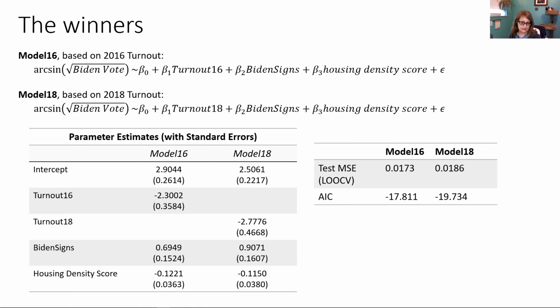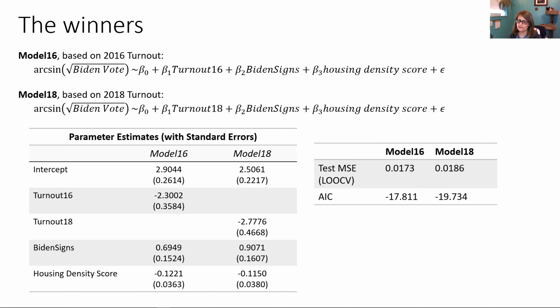All of these have stars on them in terms of being significant. You can kind of do the t-test math in your head and see that these are really quite large t values, and the F-test was significant for both. So turnout is negatively related in both models to Biden vote in 2020. So lower turnout in these prior election cycles signified higher Biden vote in this election cycle.